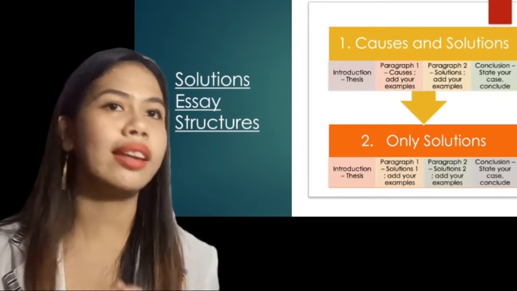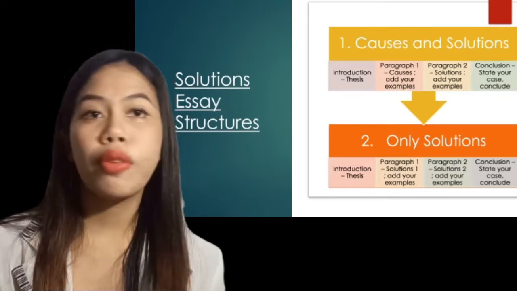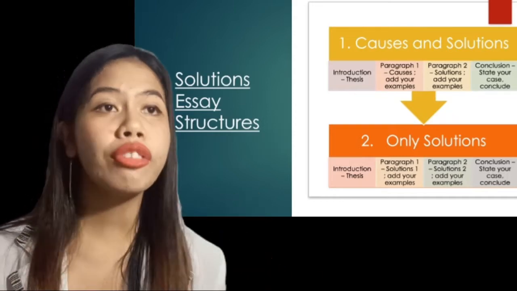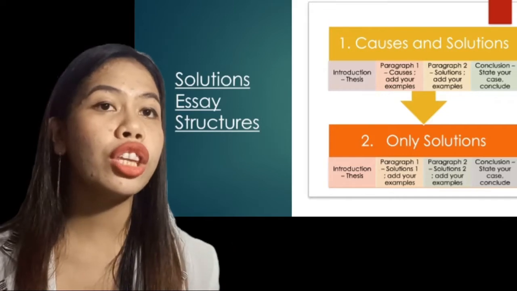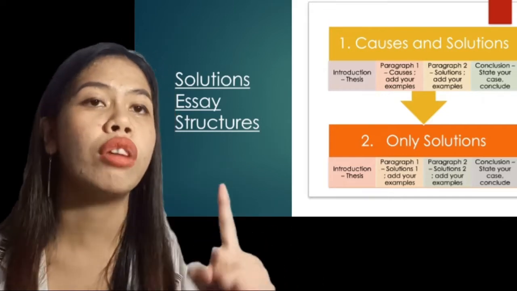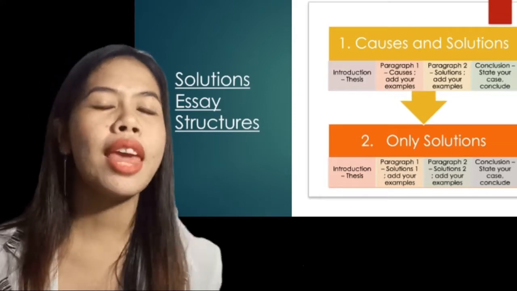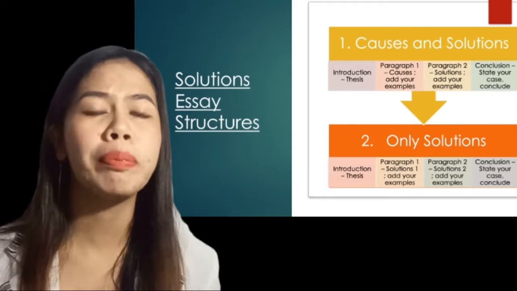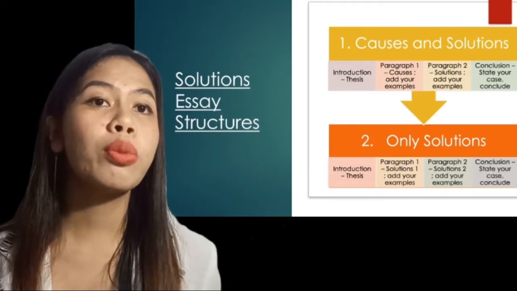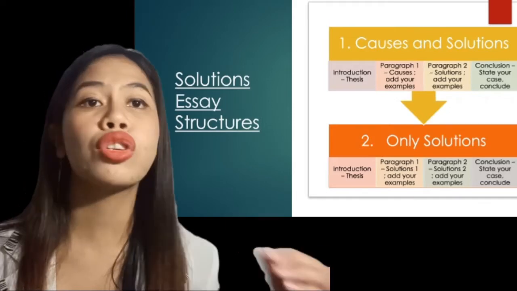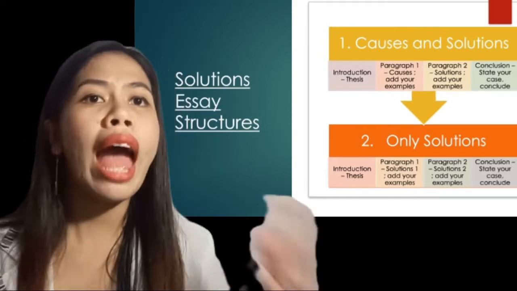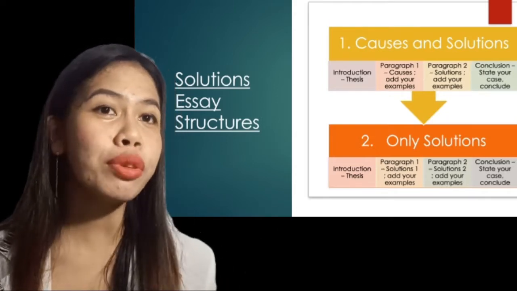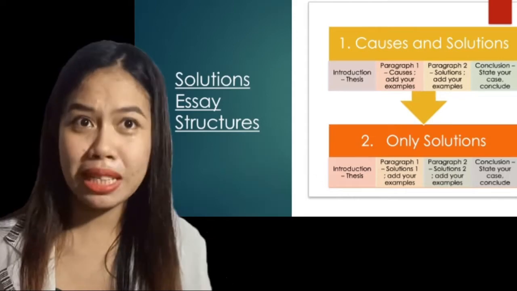And then for the second, which is the only solutions, for the introduction part, you need to state your thesis again. And then for the paragraph 1, after the introduction, this is where you write your solution. First solution that you think of to solve the specific problem. And then you add your examples to prove that it is really a solution to that specific problem. And then for the paragraph 2, this is where your solution number 2 or your second solution comes in. The second solution on how to solve a certain problem. And then you add your examples as well to prove that it is or it can solve the specific problem.